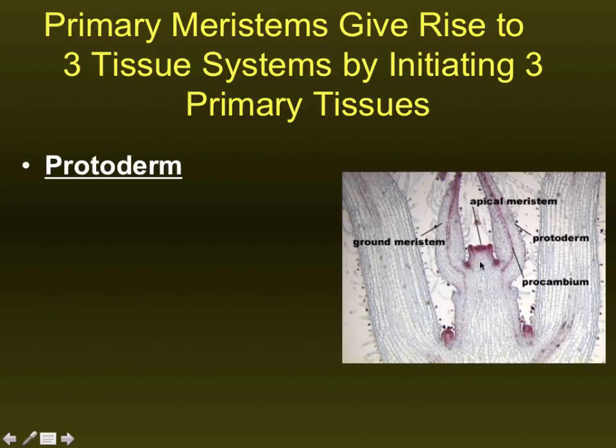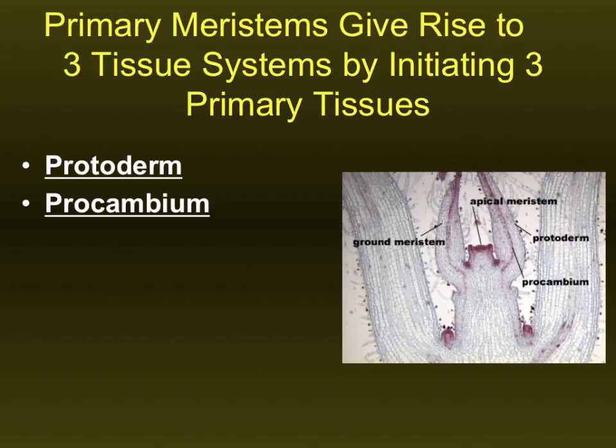But if you were to look inside of this, as these cells are dividing, you're going to be producing three primary tissue types. The tissue type all the way on the outside is called protoderm. This outermost layer is called protoderm. Proto means before, derm is referring to dermis, so this is the pre-dermal tissue produced by the plant.